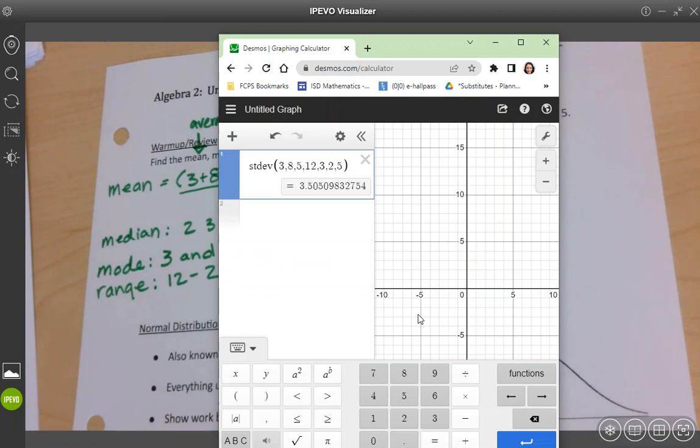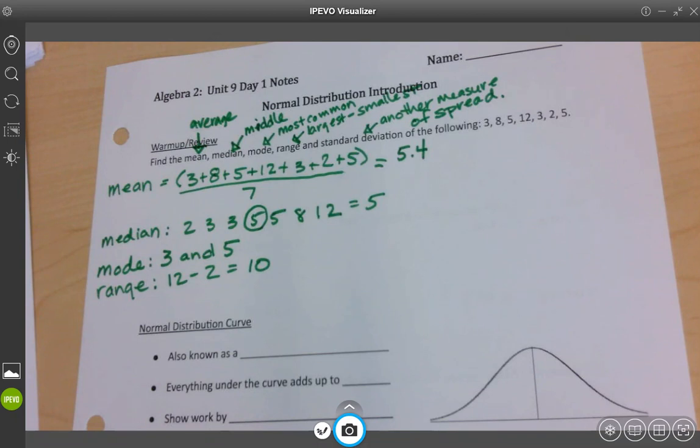I'm going to show you later another way to calculate it. It's very similar. It's just putting the list into the table. But this is one way. You can just put the list in separated by commas, and we're getting a standard deviation of about 3.5. And we will find out very soon, what does that actually mean when I say my standard deviation is 3.5? But for now, we're just going to write down.